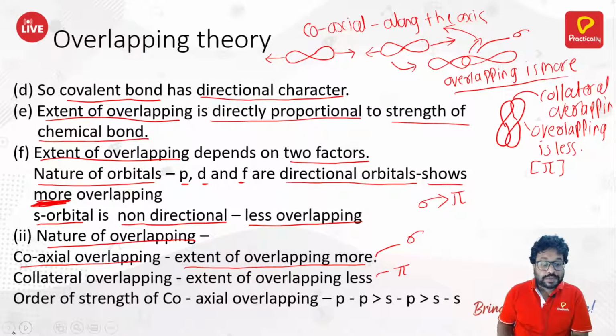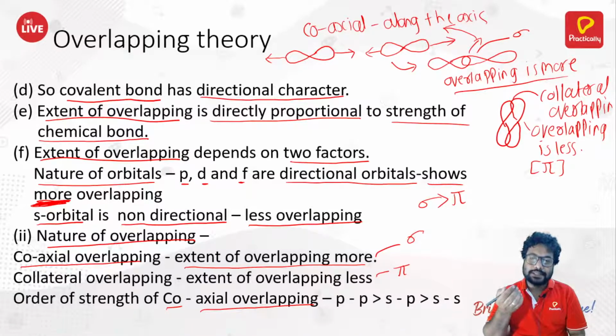Lastly, order of strength of coaxial overlapping. Now, among the coaxial overlapping also, there is a certain order of strength. What is that order? Whenever two orbitals are overlapping, the more the number of directional orbitals, the more is the overlap. Whenever you are getting two coaxial overlapping orbitals, you just need to remember, more the number of directional orbitals, higher will be the extent of overlapping and stronger will be the bond.